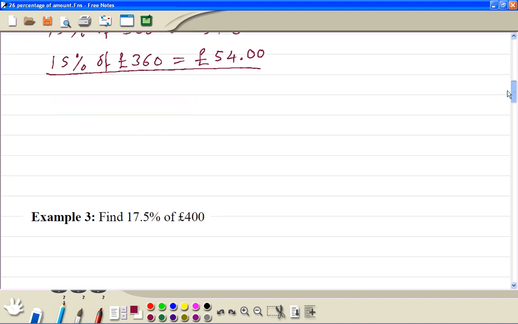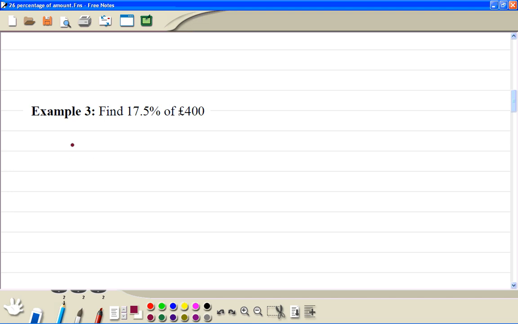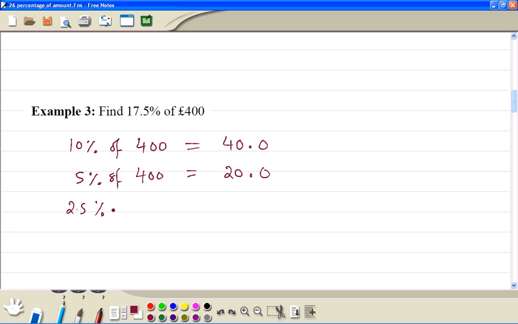Example 3. Again, we're going to find 10% of 400, which is just 40.0. Then 5%, which is half of this, which is 20.0. Then, because 17.5%, we need the 2.5% more, which is half of this, which is just £10.